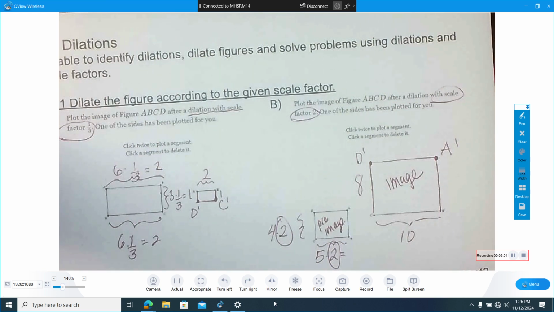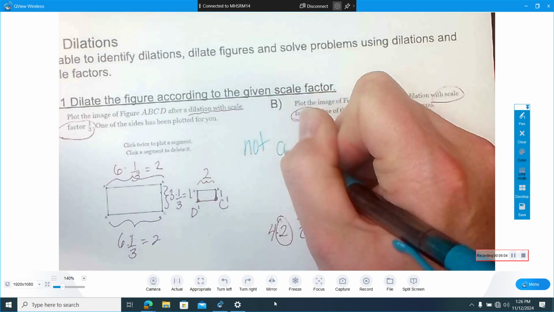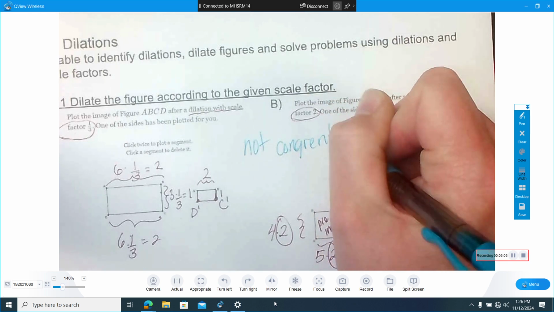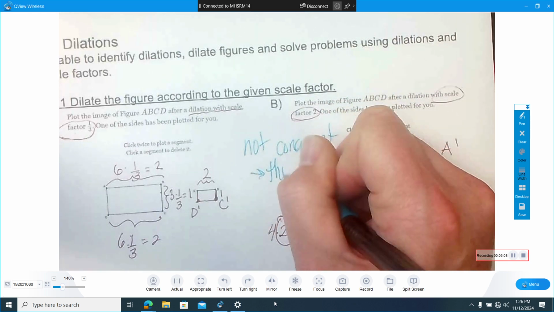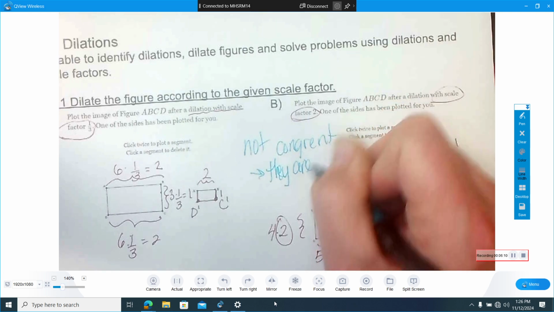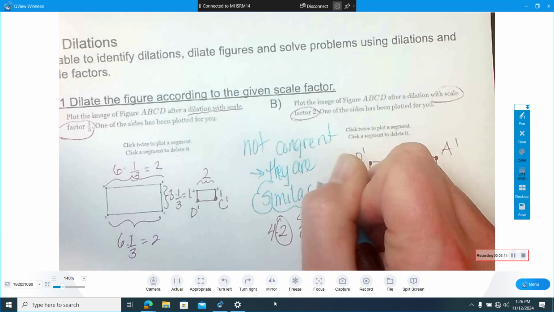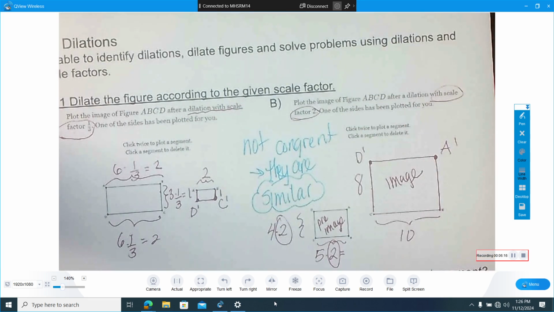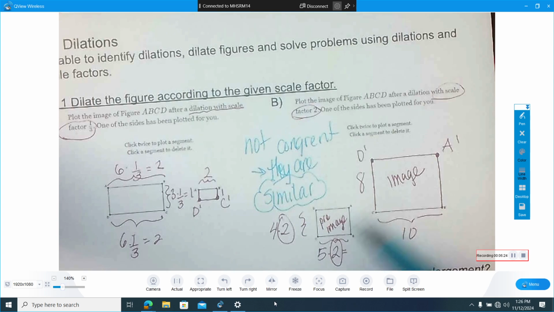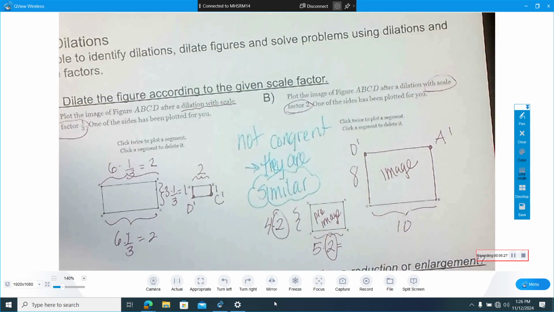They are not congruent, but they are similar. All right? We are going to talk more about this word similar. It's very cool. Lots of cool things happen when we have similar figures. Most notably, our sides are proportional by a scale factor, in this case, of 2.